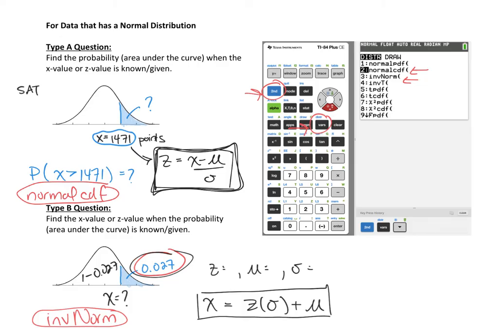So you can use this formula to find x when you know the area under the curve. So I hope this helps you break everything down for section 6.1 and 6.2 and understand when to use normal CDF, when to use inverse norm, and then also when to use the formula for z equals, and then when to use the formula for x equals.